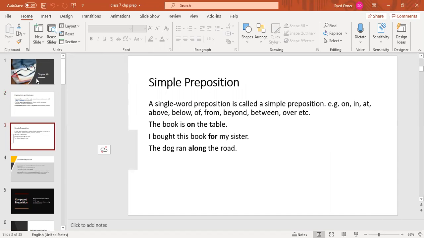Now, the first is simple preposition, as the name indicates. A single word preposition, one word preposition, is called a simple preposition. Note down the definition and give me 1 second.